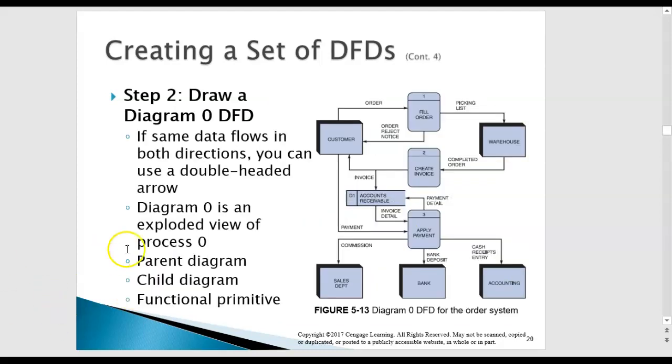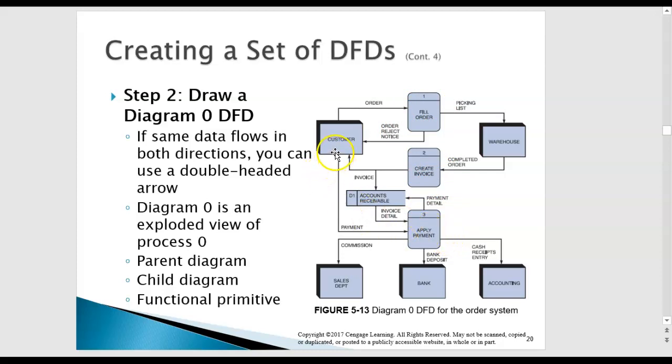So what you can see in the next slide is that the context diagram is exploded, and initially when you had only one process here, which was the order system, the whole system that we're creating, it has been divided into 3 sub-processes. The first process is filling up the order, the second process is creating an invoice, and the third process is applying payment. Over here, the numbers of the processes have been changed from 0 to 1, 2, and 3, depending on the sequence of the processes.